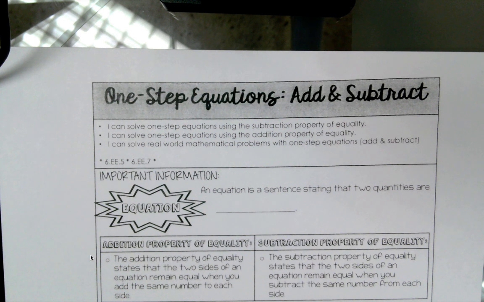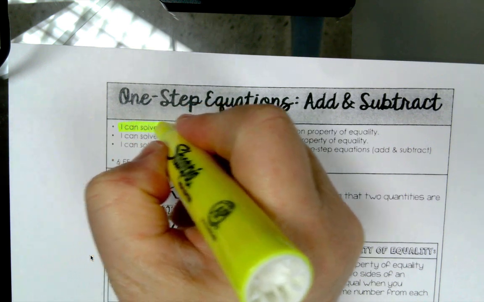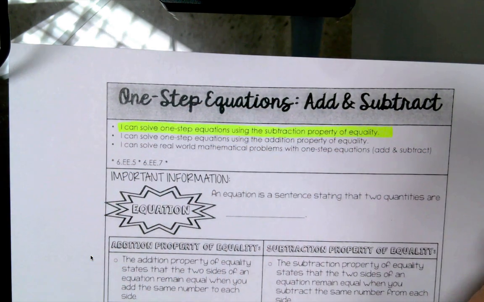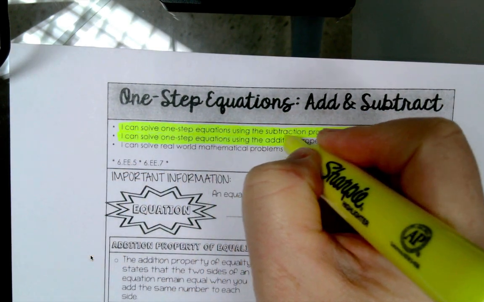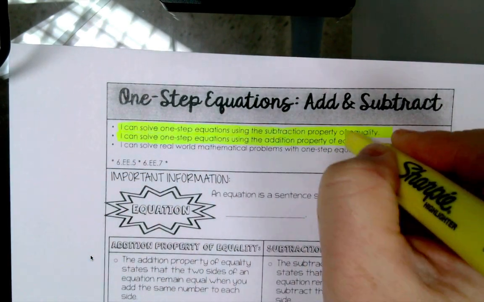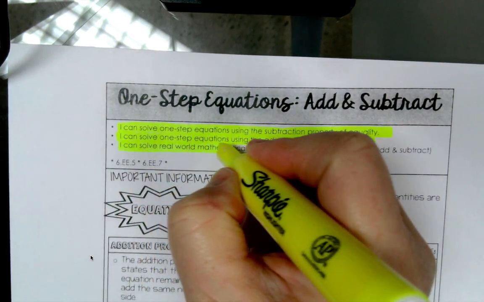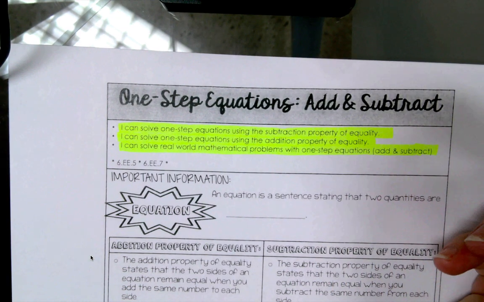So we are looking at one-step equations now, adding and subtracting, and we're also going to do multiplying and dividing. Some things we want to focus on today are solving one-step equations using the subtraction property of equality, solving one-step equations using the addition property of equality, and solving real-world mathematical problems with one-step equations, adding and subtracting.